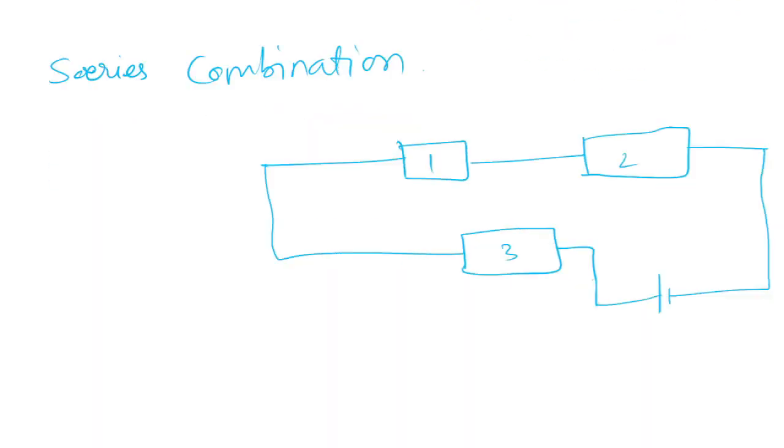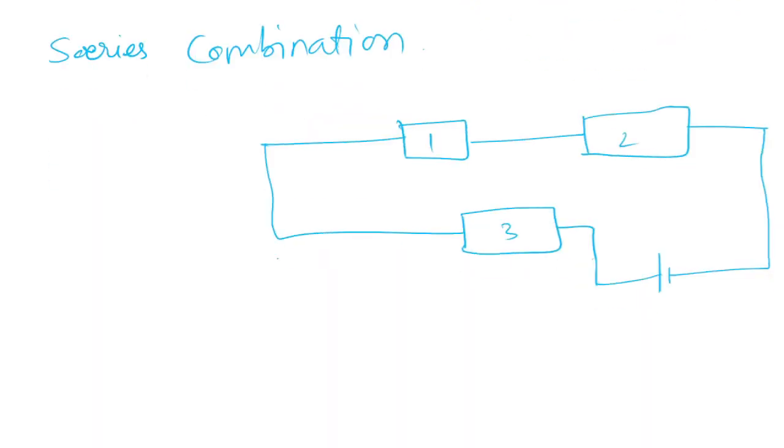First of all, it's a series combination. Don't go on the shape. So here, let's say the power supply is having a voltage of 12 volt, and each resistor is having a resistance of 5 ohm, 5 ohm, 5 ohm.